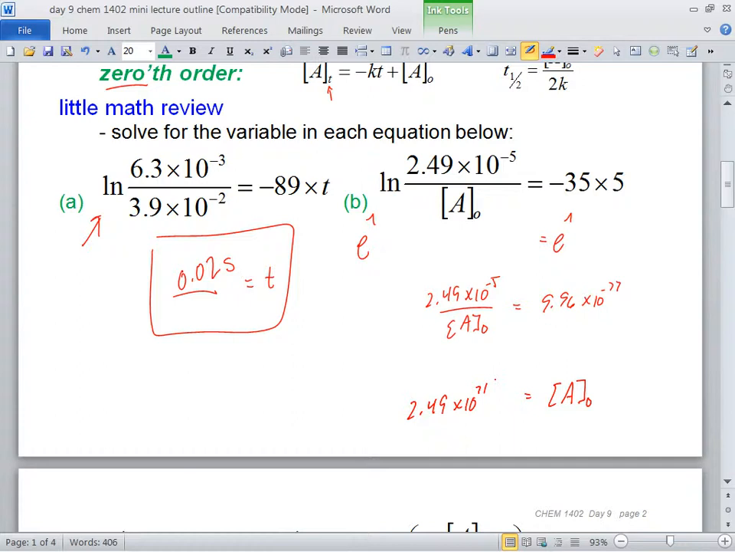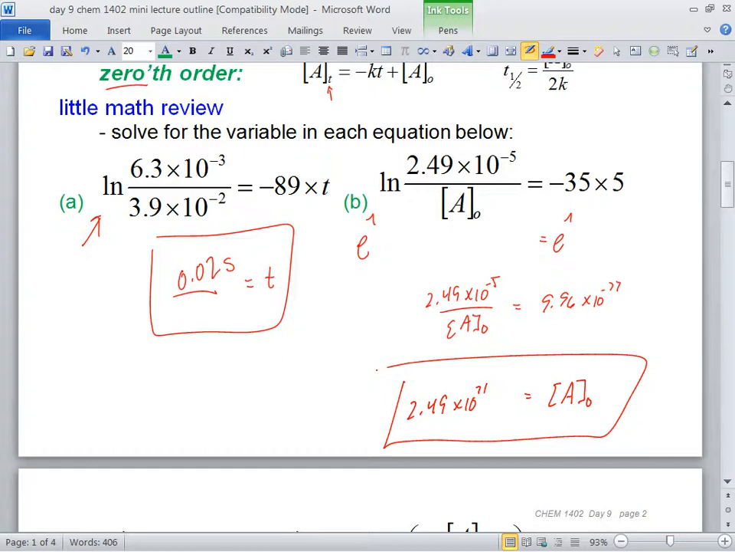Same answer. Do the last part again? Remember this has to go up here, that has to go down there. So take 2.49 times 10 to the negative 5, divide it by 9.96 times 10 to the negative 77, and then you do the 1 over it. It depends on how you want to do it. Just make sure this is the final answer.